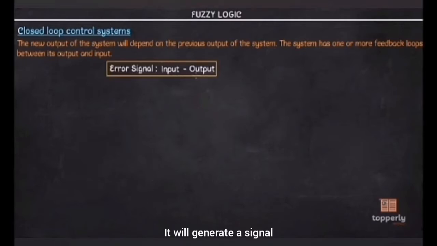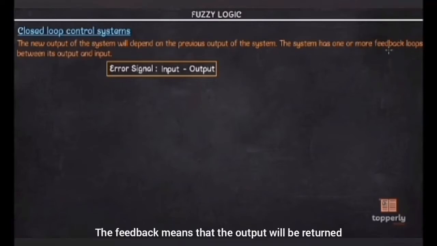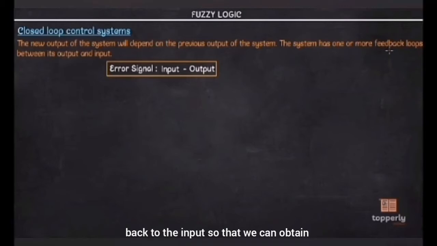It will generate a signal which is basically the difference between input and the output. The feedback means that the output will be returned back to the input so that we can obtain the desired characteristic that we require.